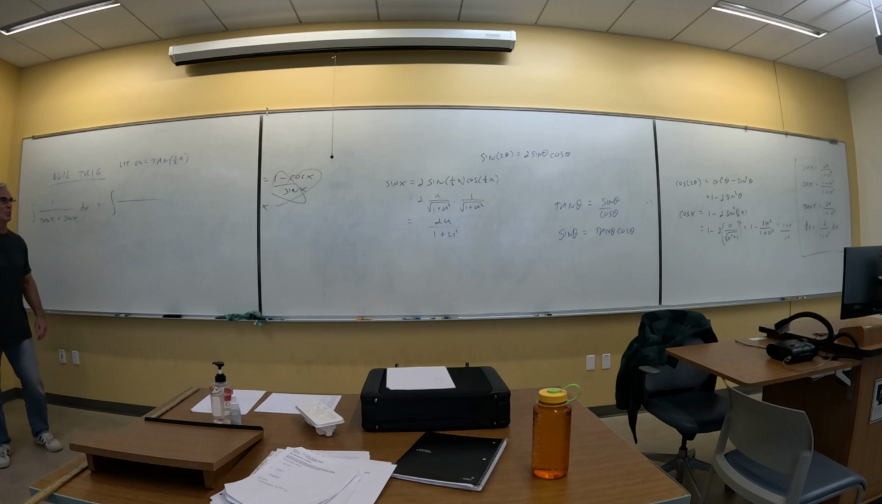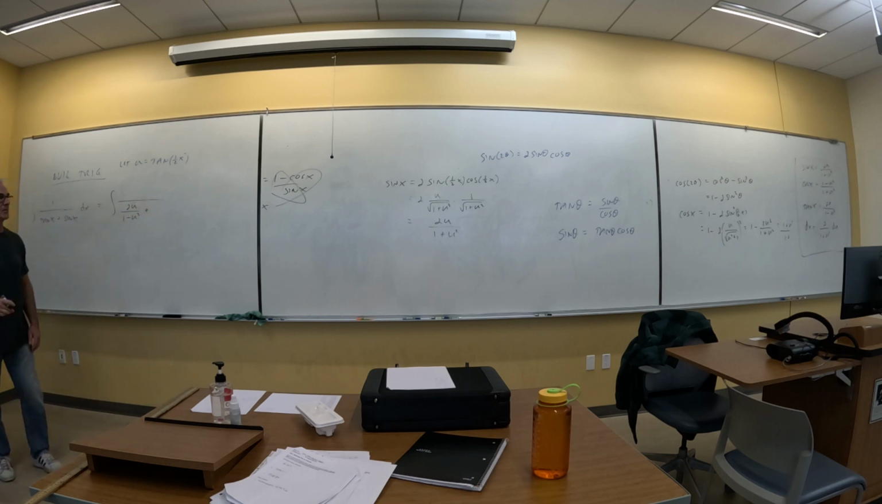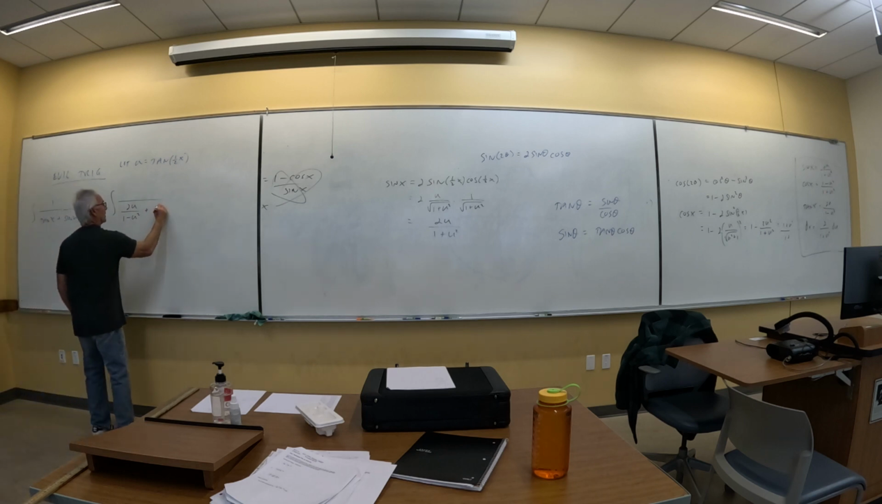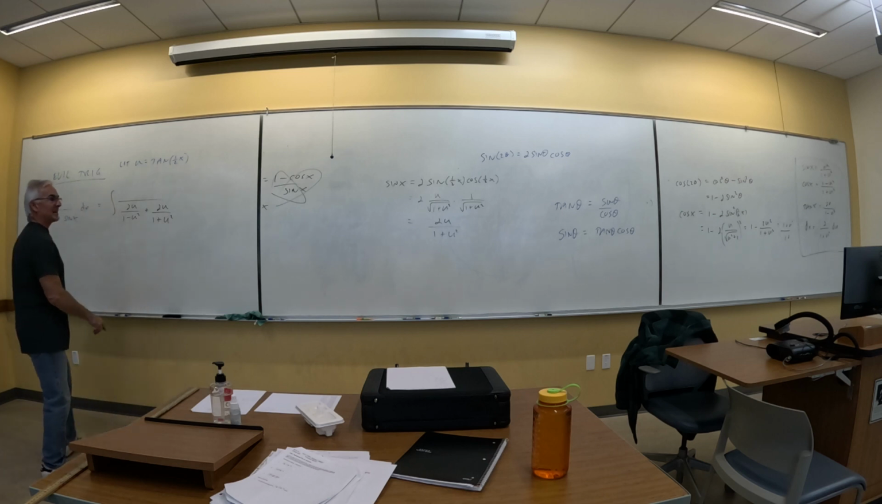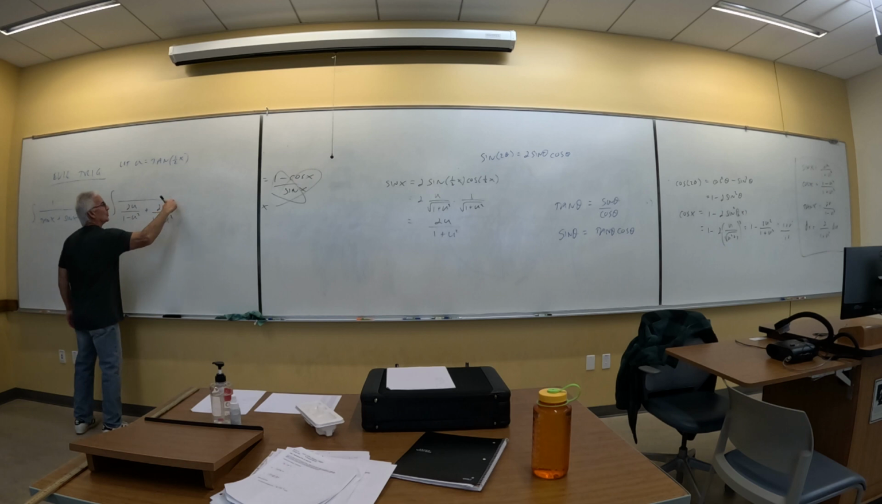So what will this become? I'm going to replace tangent with, where is it over there? 2u over 1 minus u squared. I'm going to replace sine with 2u over 1 plus u squared. The dx is 2 over 1 plus u squared. By the way, you could put it here or you could put it here. It doesn't really matter.